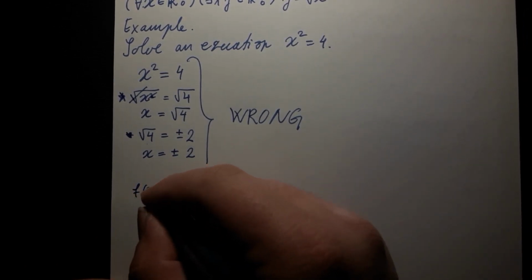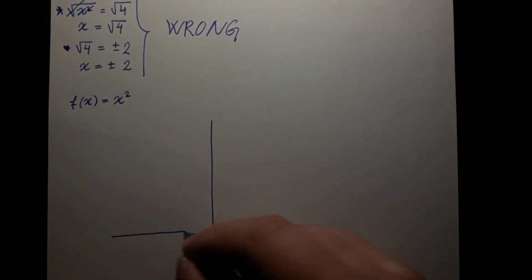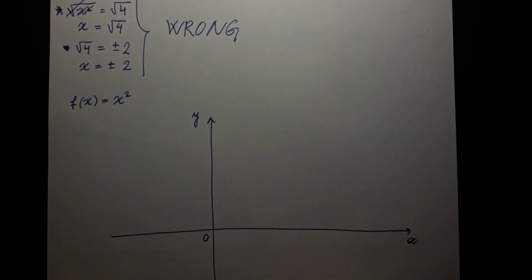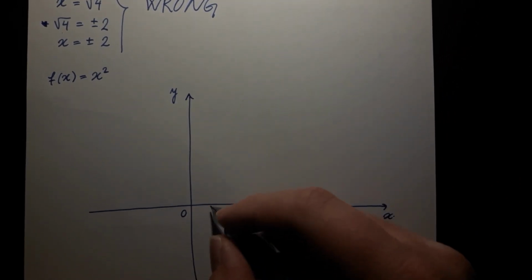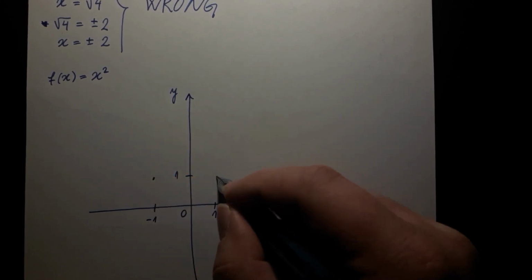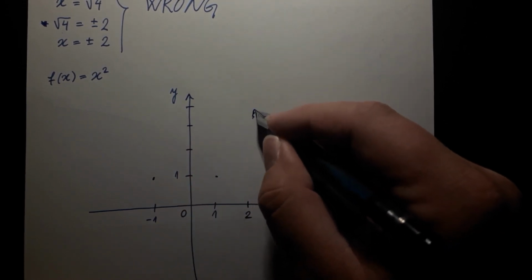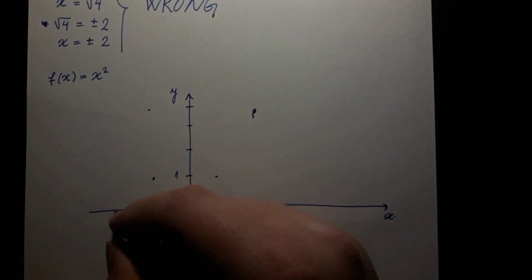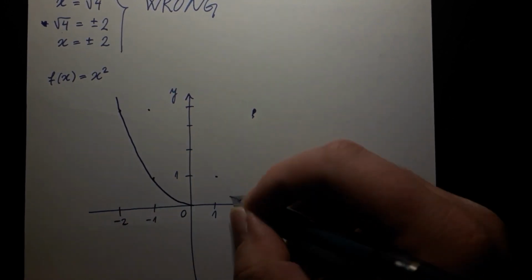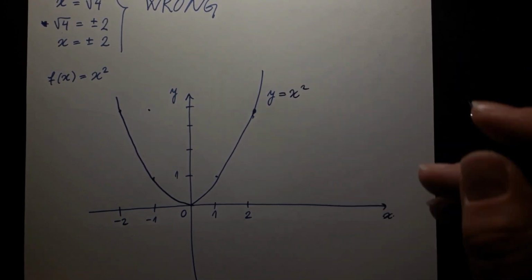So the function f of x, which is equal to x squared, has the following graph. X-axis and y-axis, and 0 is our origin. So 1, 1, negative 1. For 2, we have 2, 3, 4. And we have negative 2 on this side. So our parabola looks like this. This is the function y is equal to x squared.